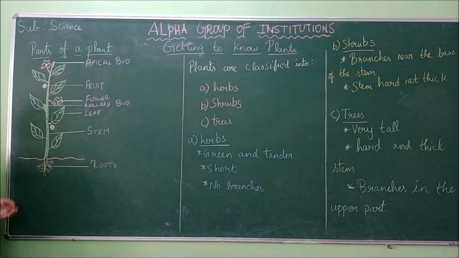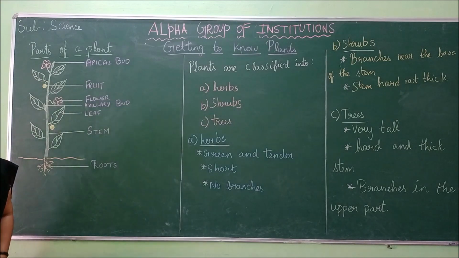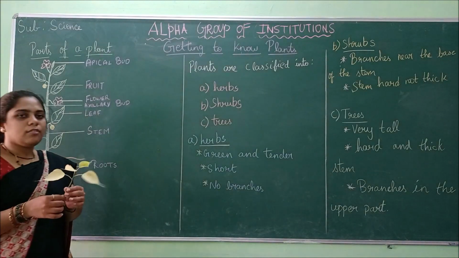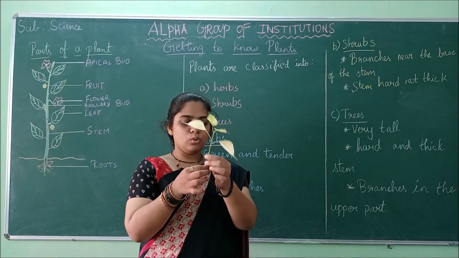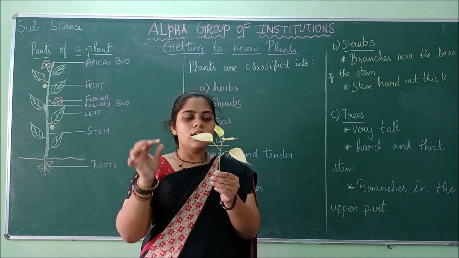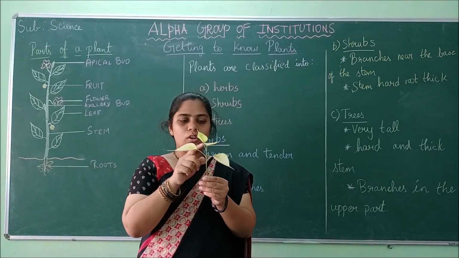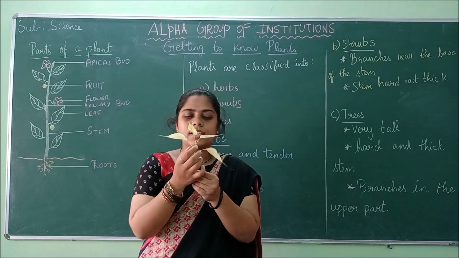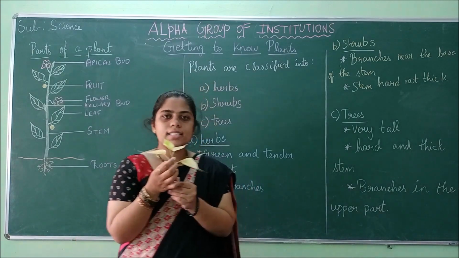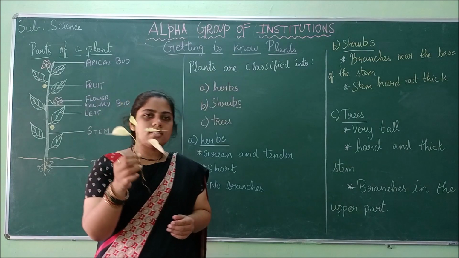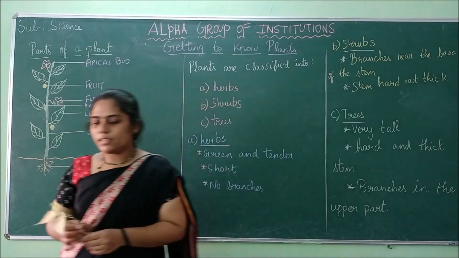Then the apical bud. These are the general parts of a plant. If you take a plant, these are the things involved in it. I have taken a twig, for example, so imagine this as a plant. You don't have a root since I took it from a tree. The leaves are present on all the sides, and here you can see the bud. This is an axillary bud. This is a model of a plant.